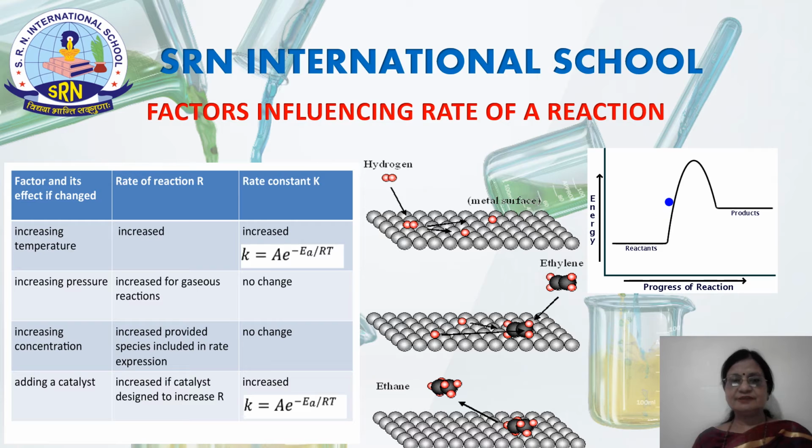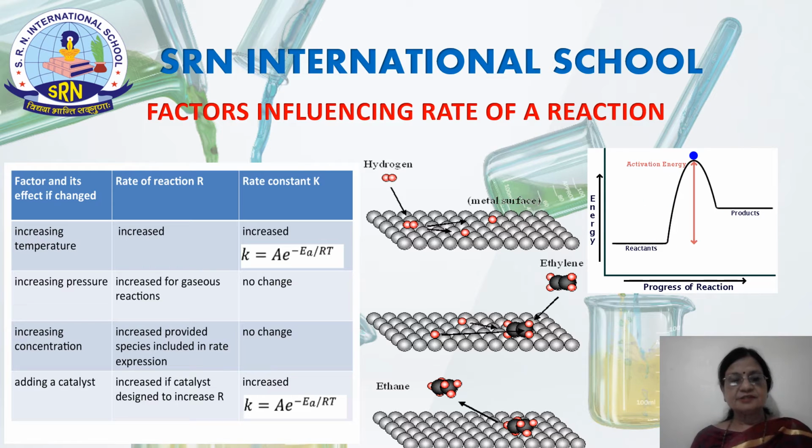Factors influencing rate of reaction. The rate of a reaction depends upon various experimental conditions like temperature, pressure, catalyst, and concentration. So when these factors change, what is the effect seen in the rate of reaction? For example, when temperature is increased, the rate of a reaction also increases, and rate constant also increases.